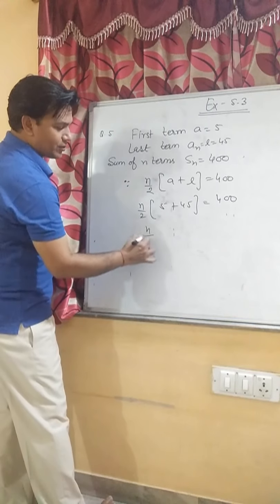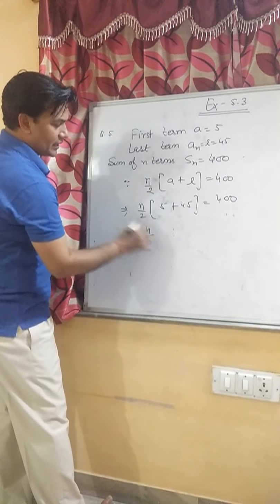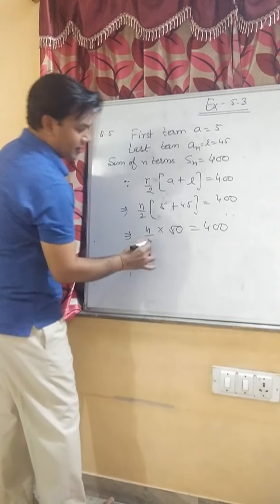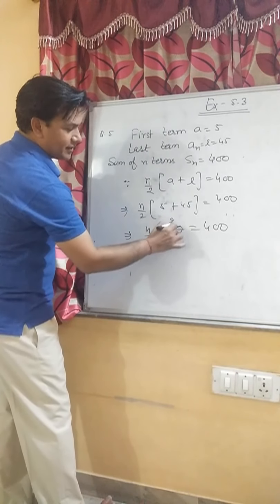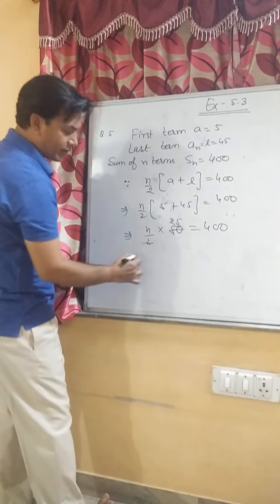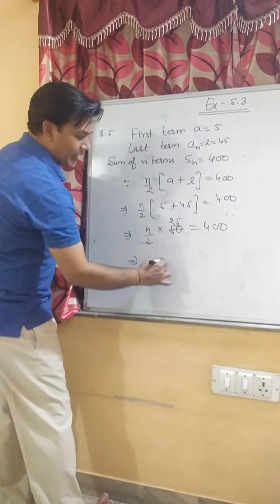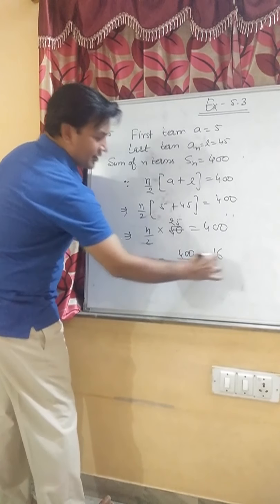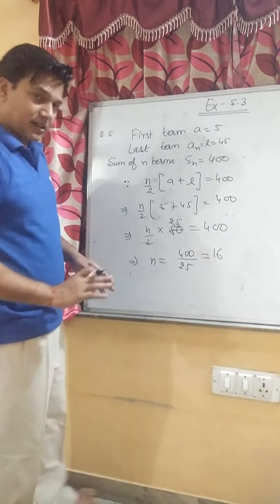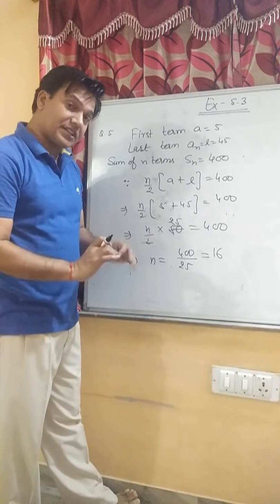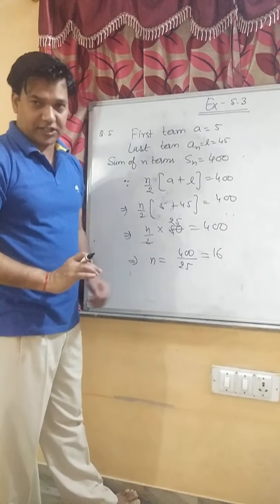So n by 2 into 50 is equal to 400. 2 cancels with 50, 25 times, and now divide 400 by 25. So n is 400 by 25, which means 16. So the first answer we get is that the number of terms in that AP is 16.